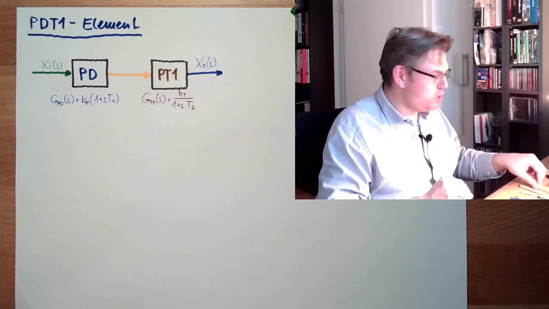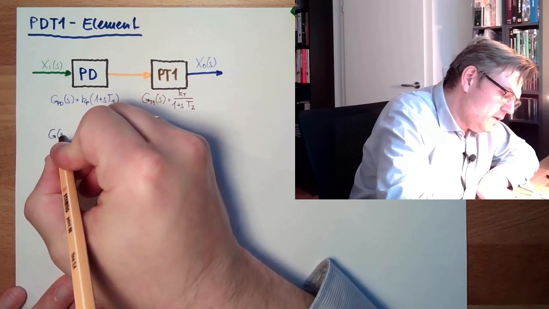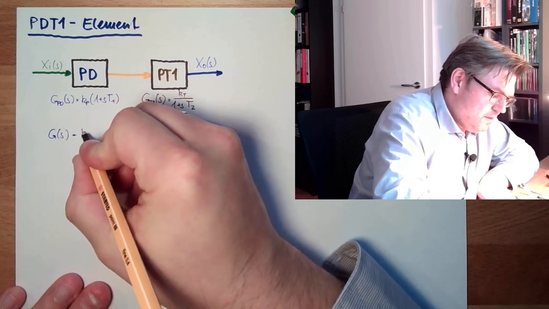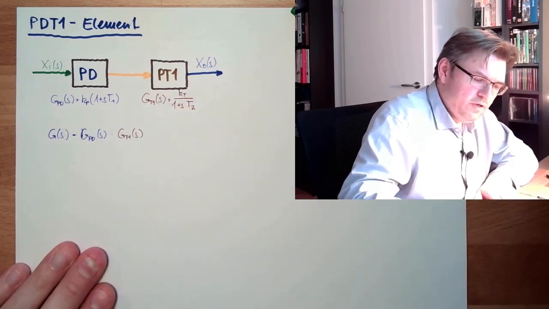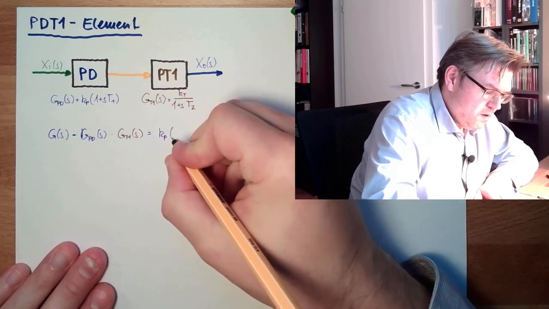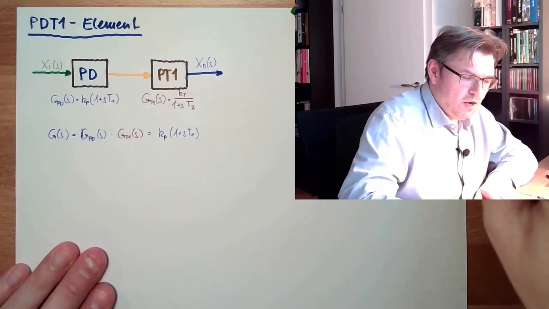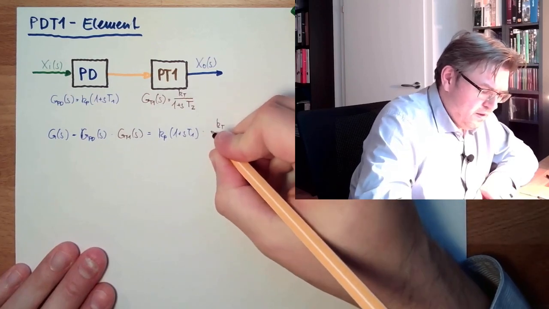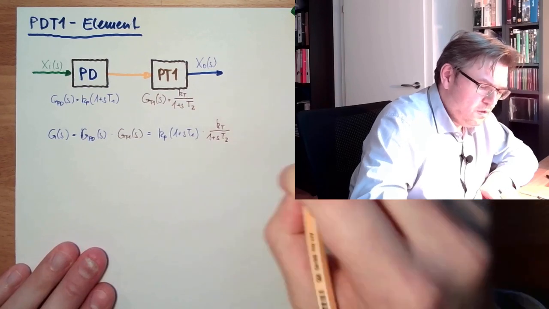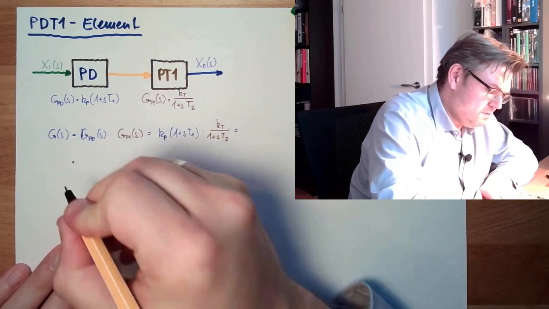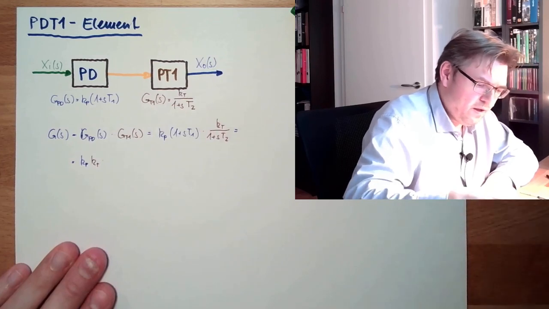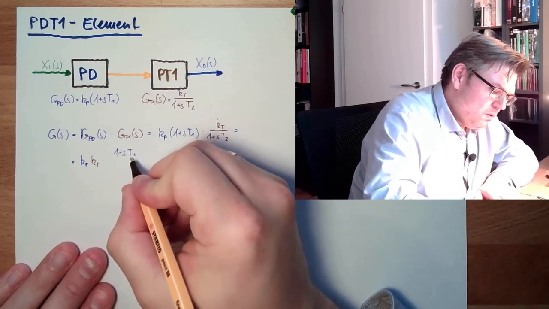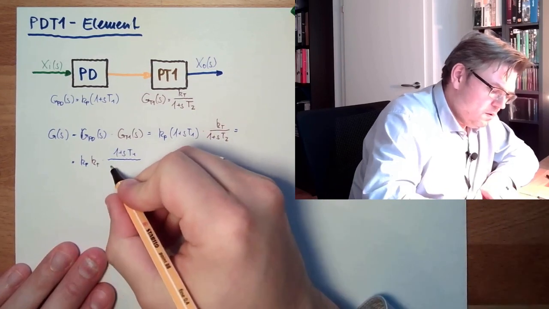Two elements after each other, so the total transfer function G of s equals G_PD of s multiplied by this G_T1. And the result is, of course, Kp times (1 plus sT1) multiplied by Kt divided by (1 plus sT2). So we could simply write, this is Kp multiplied by Kt multiplied by (1 plus sT1) divided by (1 plus sT2).